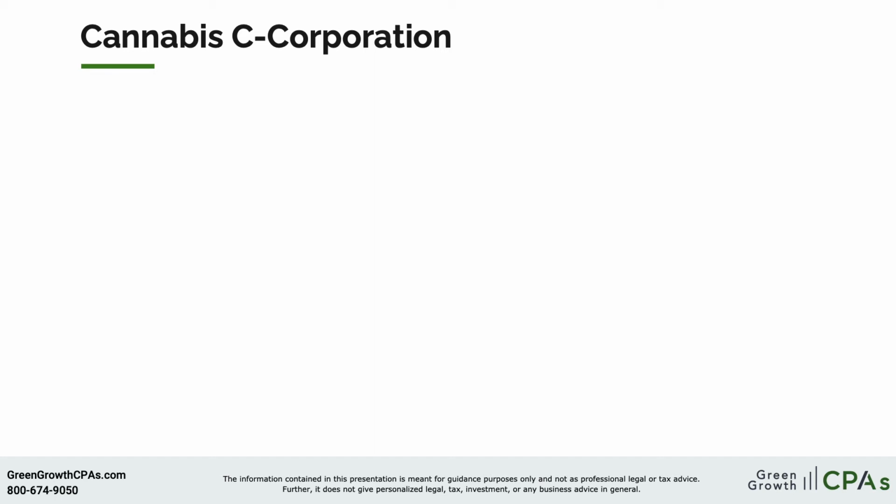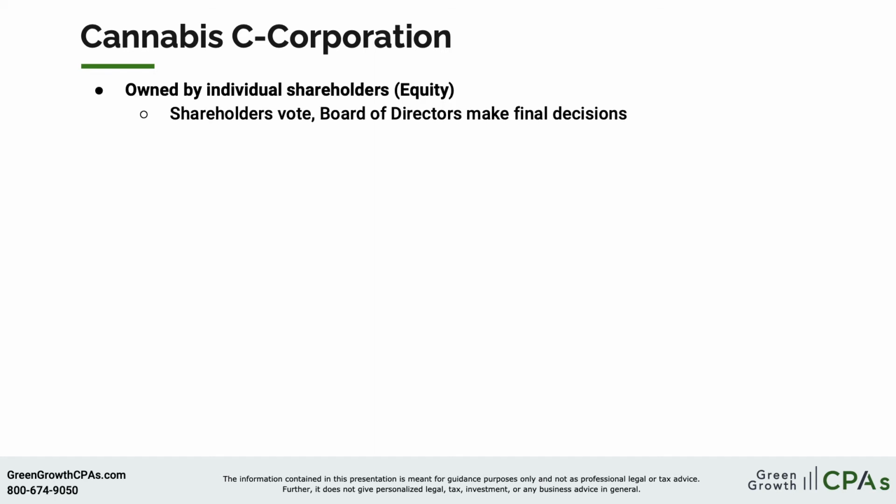So this brings us up to our first entity, which is Cannabis C-Corporations. Now, when you set up your cannabis venture as a C Corp, your business is owned by individual shareholders who have equity in the company. And these shareholders vote on decisions related to growing and running the company, while a board of directors has the power to make final decisions.